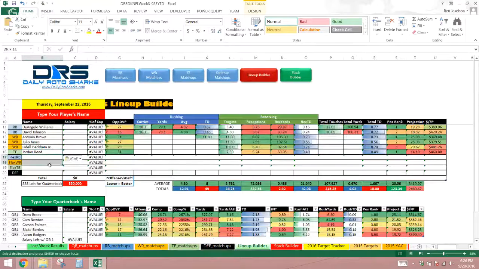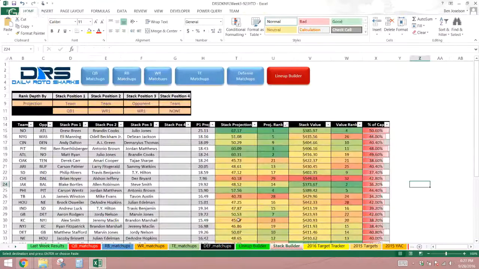And then what we have here is you put in either a running back, wide receiver, or a tight end for the flex. And I apologize about the salary thing, not working on this sheet. I must have opened the wrong sheet. But moving forward, we have the stack builder.